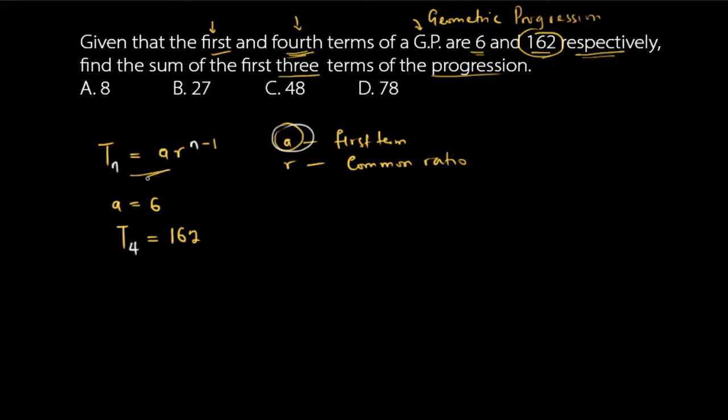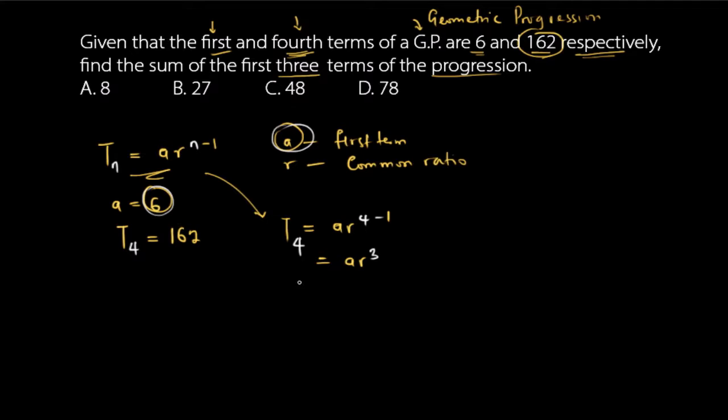Now using the formula, T sub n equals AR to the power n minus 1, T sub 4 is equal to AR to the power 4 minus 1. That is just AR to the power 3. So T4 can be written as AR cubed. And you observe that our A equals 6.